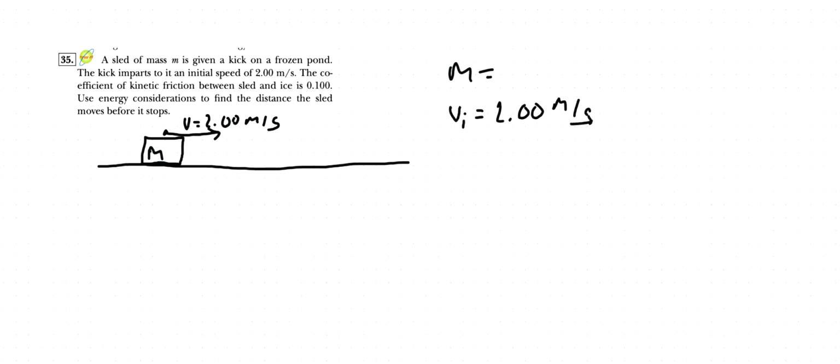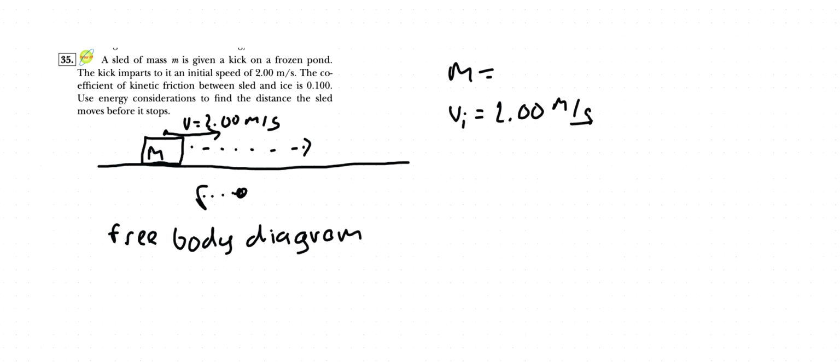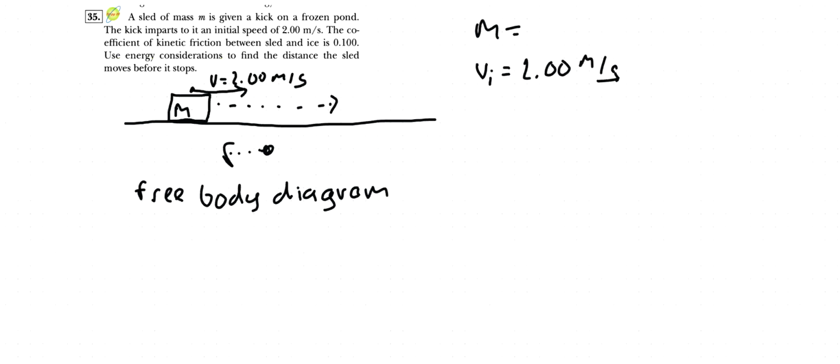So this object slides in that direction, but there's a force acting on it in the opposite direction, and that's the force of friction. Before going on, let us draw a free body diagram, which shows all the forces acting on the object. I represent the object as a point. We have mg, the gravity force, the normal force acting upwards, and the friction force acting opposite the sense of motion.